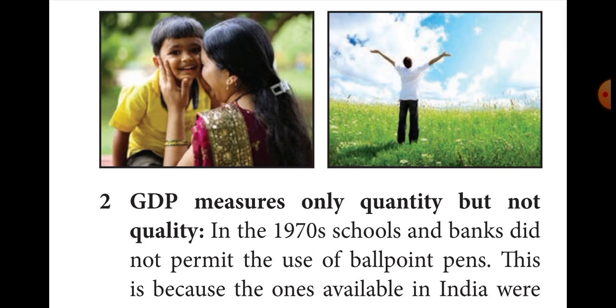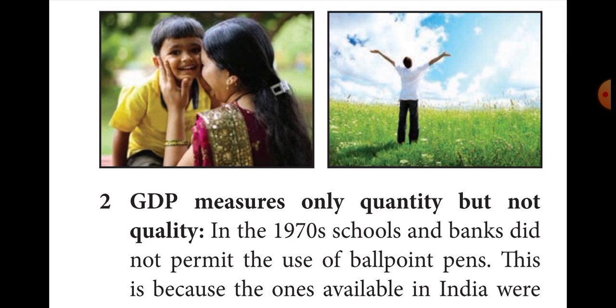The quality of pens was very poor in the year 1970. But since then, not only has there been a sustainable increase in the quantity of ballpoint pens produced in India, but their quality has also improved a lot. The improvement in the quality of goods is very important, but it is not captured by the GDP.